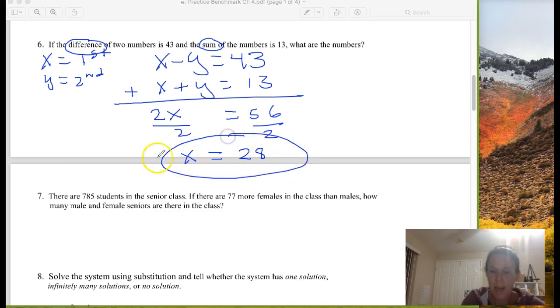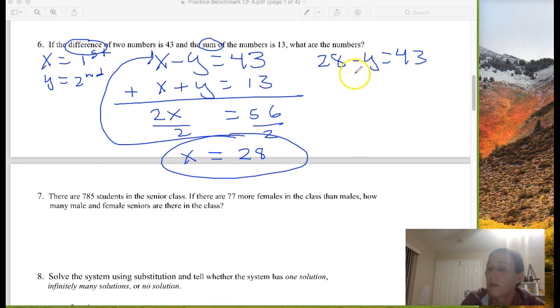Then come back, you've solved for x, plug into either original, it doesn't matter. You can plug 28 in for x here. You're going to get 28 minus y equals 43. Solve for y, subtract the 28 from both sides. Okay, if I do 43 minus 28, you can do the borrowing or you can use a calculator.